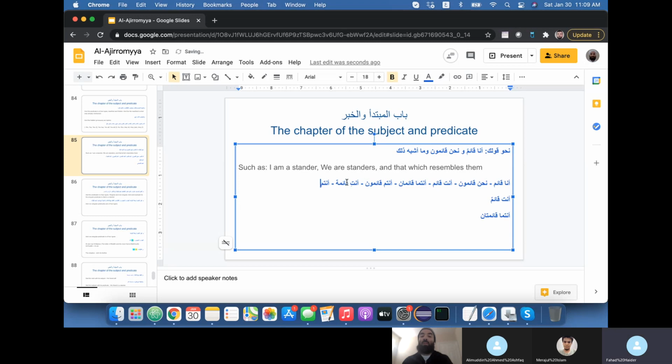The same thing, antuma qa'imatani, but you have to keep this ta. And then you say antunna, meaning you plural for feminine. Antunna qa'imat. Remember the plural for feminine is alif; you add alif and ta to it: antunna qa'imatun. And then you say huwa qa'imun, the third person masculine. Then huma qa'imani. Then hum, third person plural masculine: hum qa'imuna.